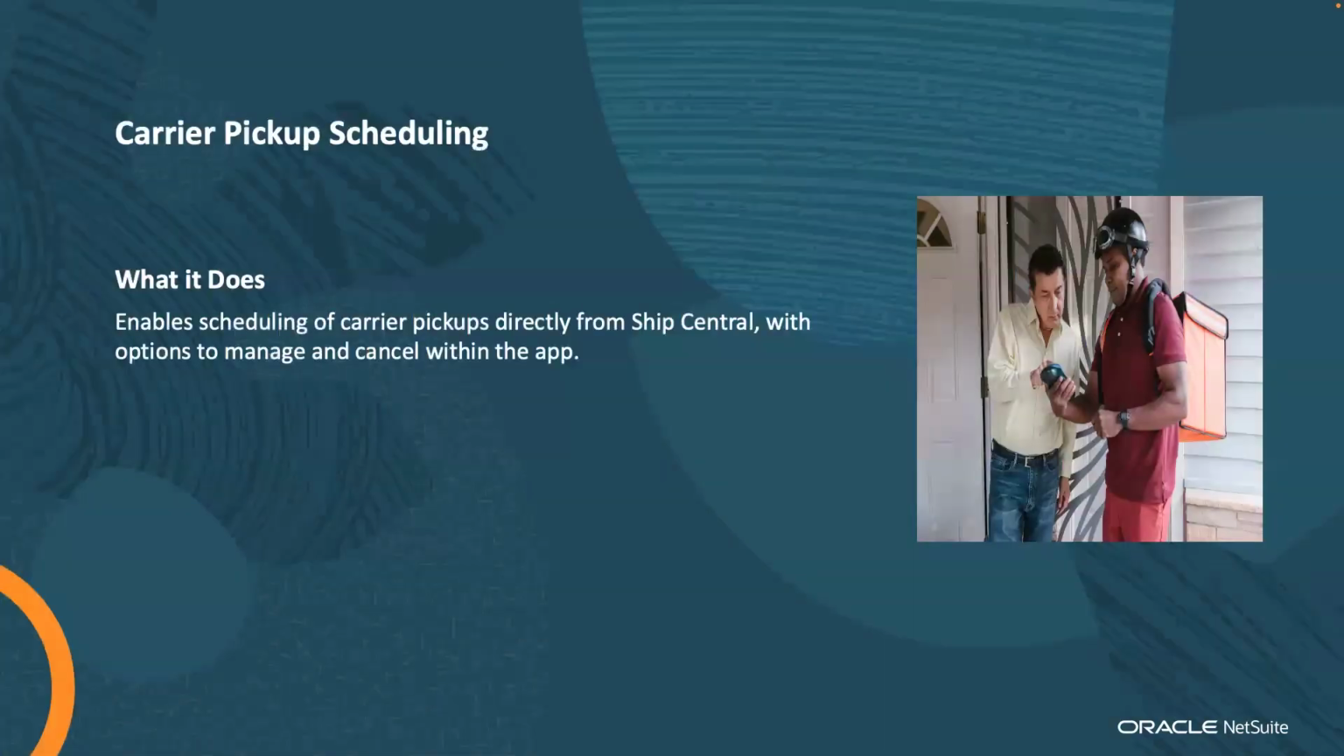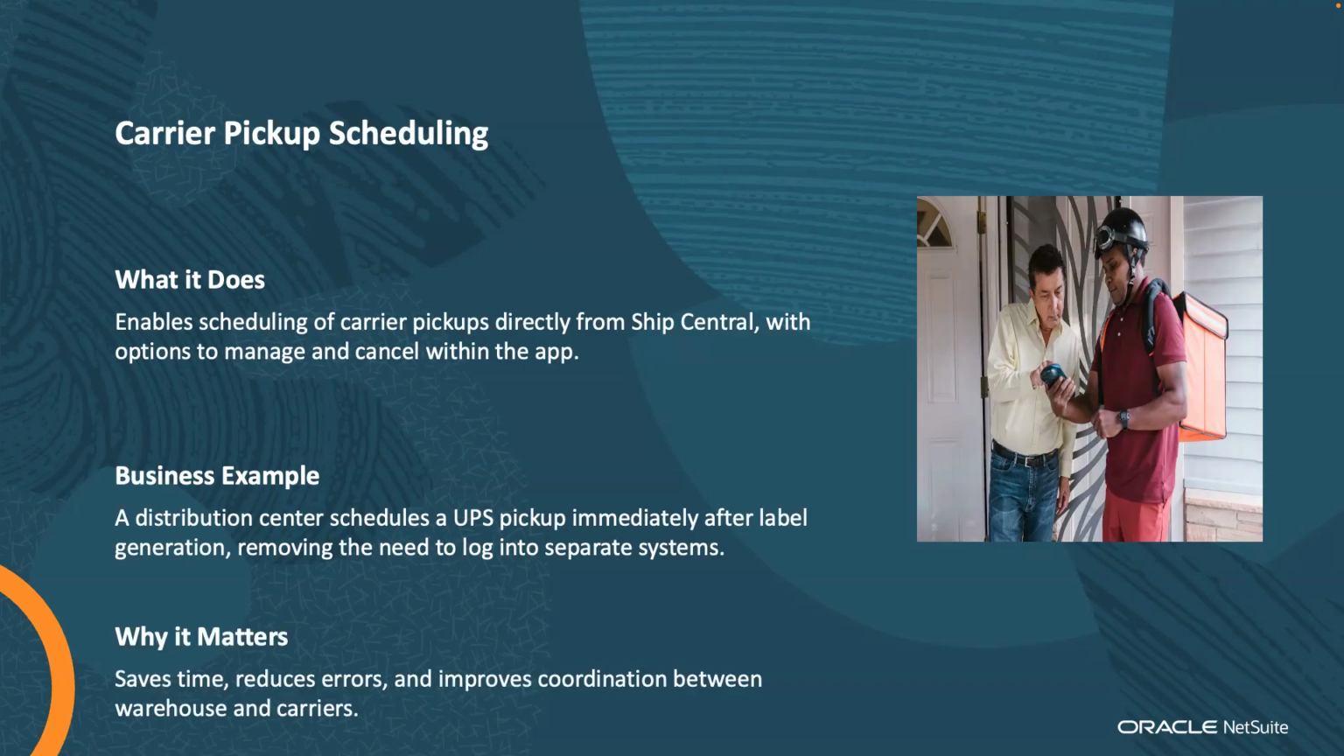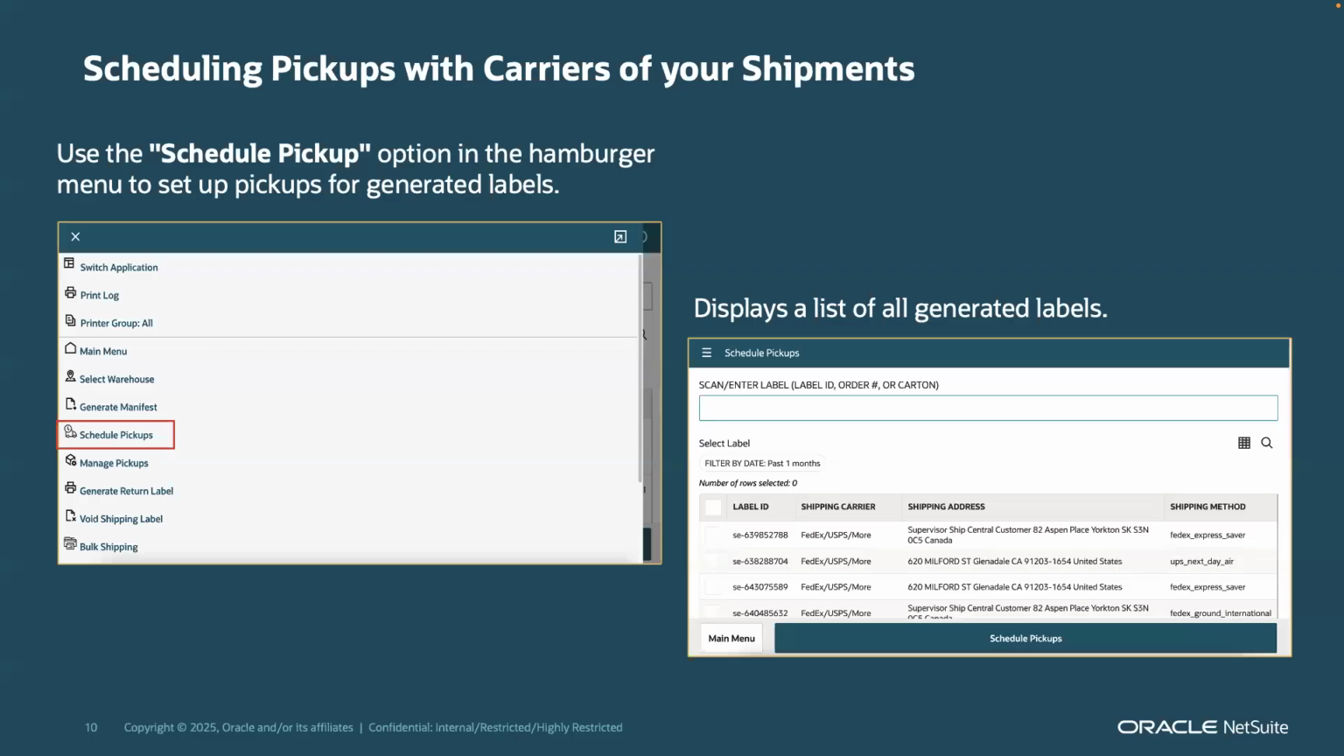With 2025.2, you no longer have to log into separate carrier systems just to schedule a pickup. Ship Central now lets you handle pickup scheduling directly inside the app. Picture this. Your distribution center generates a batch of UPS labels and instantly books a UPS pickup, all without leaving Ship Central. Customers may have to work with local carrier integration.